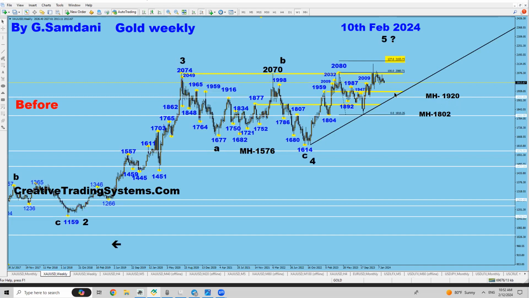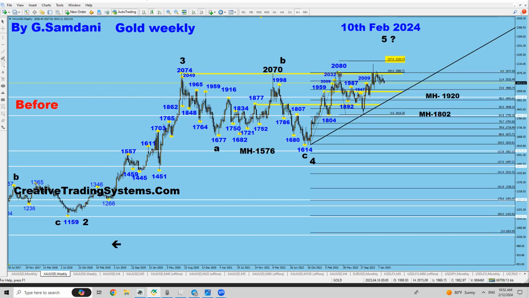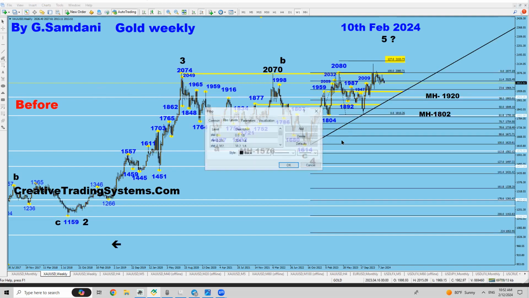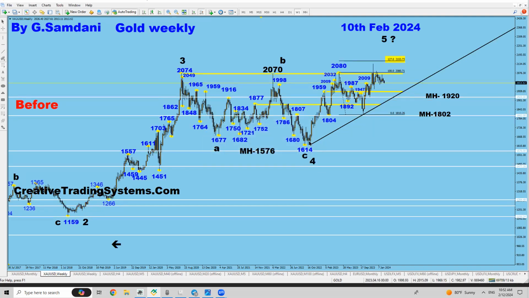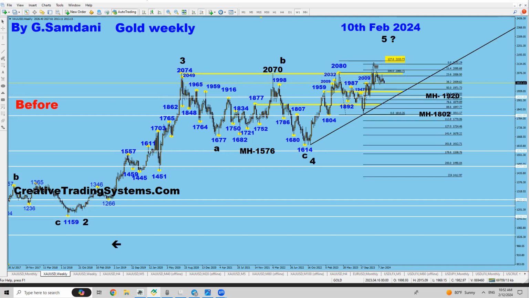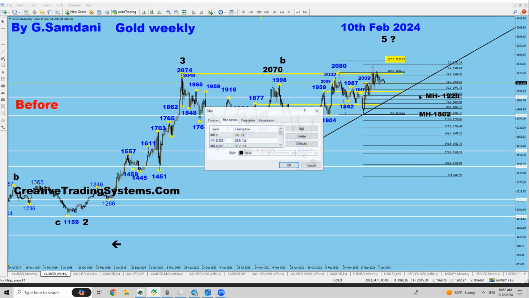Even if it's coming down here, let's say, for example, this rise from here to here, you can see that it was exactly 61%. So if the same thing is going to happen from here to here, then you see the 61% is coming exactly right there at 1920. So is it coming in that direction?